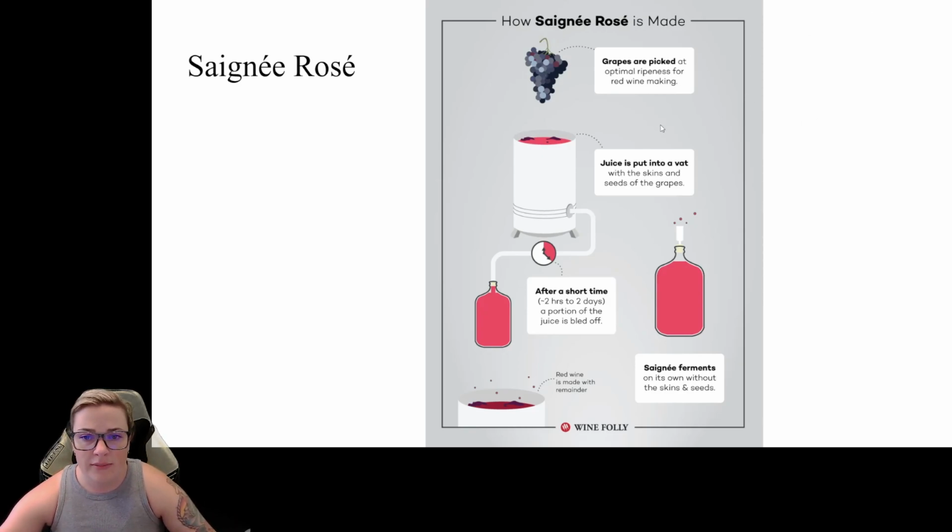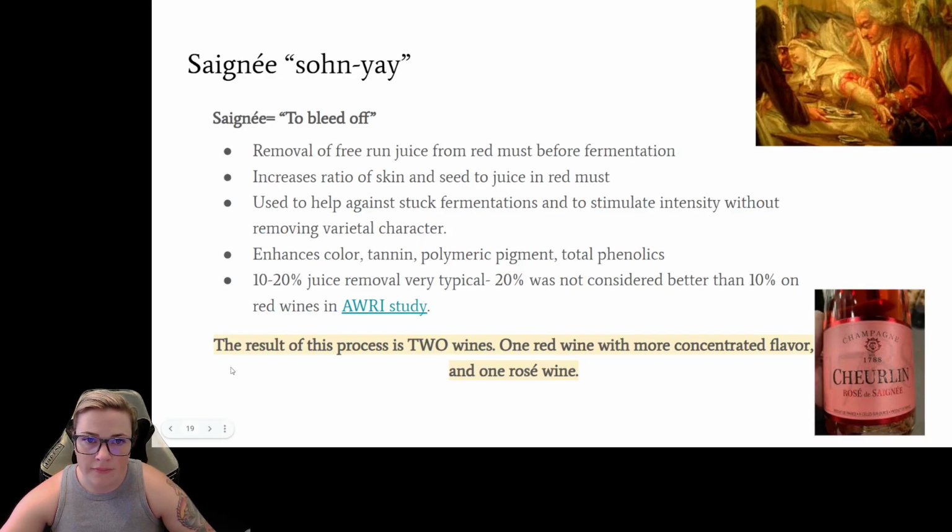So here's a nice picture, right, of kind of what happens. After a short amount of time, drain it, ferment it, and then that becomes a rosé. And then we also have the red wine in the original tank. So here's kind of the slide that goes over what saignée is. It's a removal of free run juice from a red must before fermentation. Like I said, it increases the skin to juice ratio. It can help against stuck fermentations.